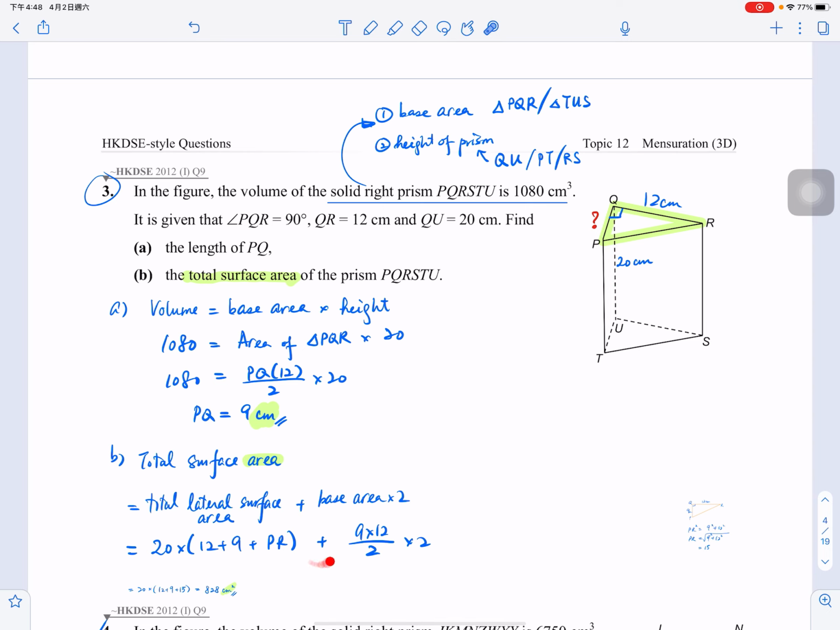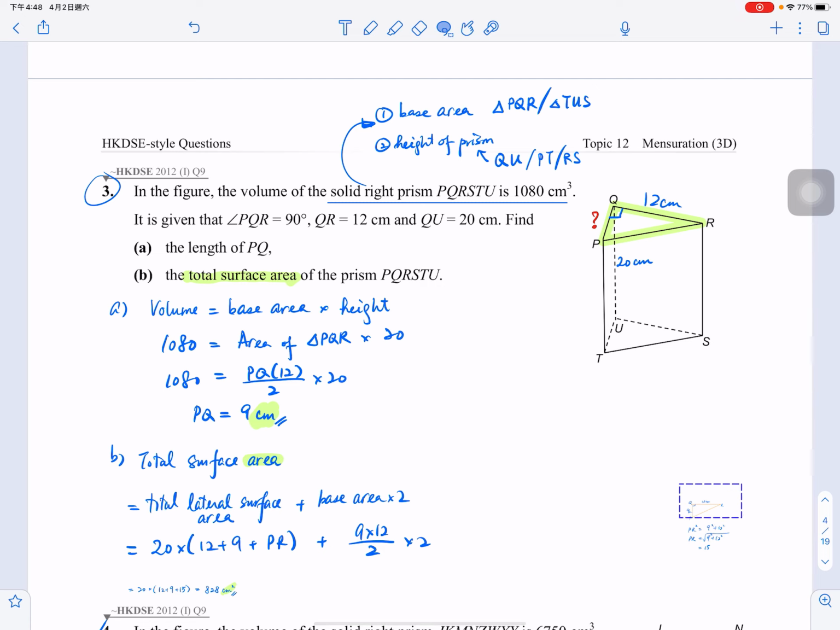And then add up 2 areas of triangle. 2 areas of triangle, okay, 9 times 12 over 2. So we need to find PR. Do you know how to find PR? Yeah, here we have a right-angled triangle, right? So that's 2 lengths. Yeah, using Pythagoras' theorem, correct, okay?